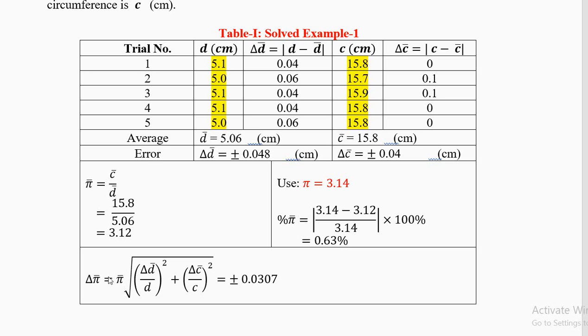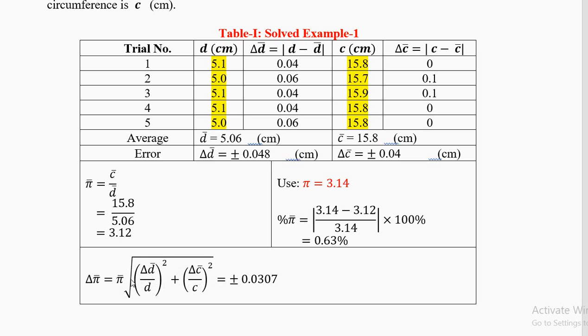Now calculate delta pi. You have to calculate delta pi and write it as plus or minus. How do you do it? Take this formula, pi equals C by D. Use your differentials from your calculus 1. You'll get this formula: delta pi equals pi times the square root of (delta D by D) whole squared plus (delta C by C) whole squared. If you cannot do it from calculus, just memorize the formula. If you can do it from calculus, it is good. Otherwise, just memorize the formula. Do this calculation very carefully. You'll get plus or minus 0.0307.